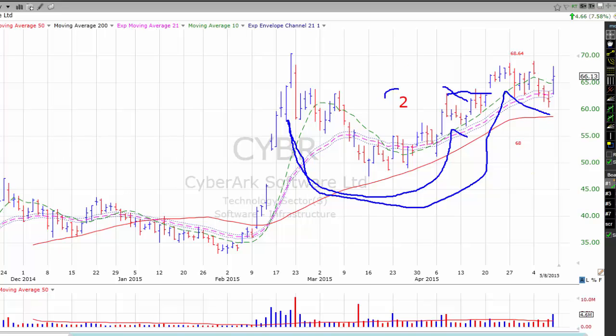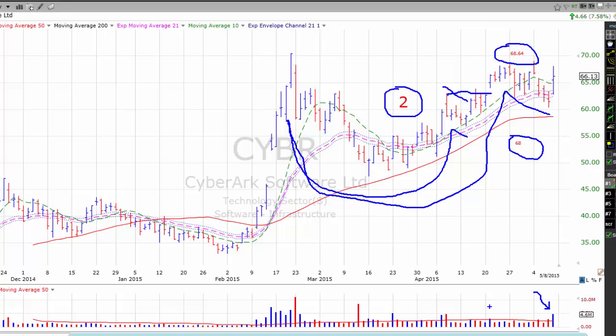CyberArk is in a second stage base. The pivot point for this cup and handle is 68.64. CyberArk gets a 68% checklist rating. And it should be noted that on Friday, we had a pocket pivot out of CyberArk. Notice how the stock gapped up through its 21-day exponential moving average, its 10-day simple moving average, on higher trading volume than any down day in the past 10 trading sessions.